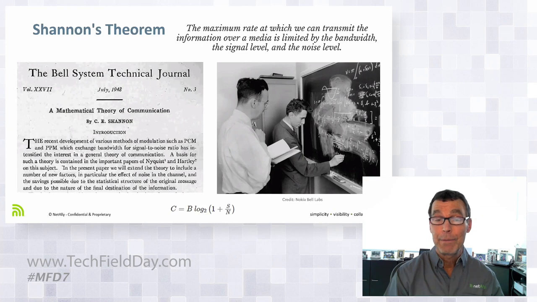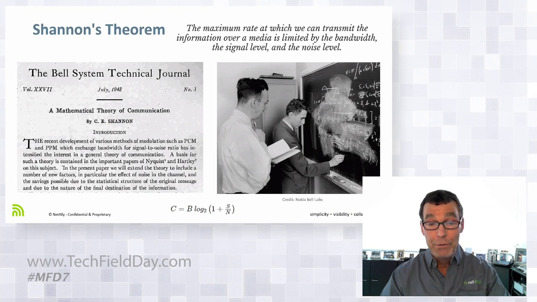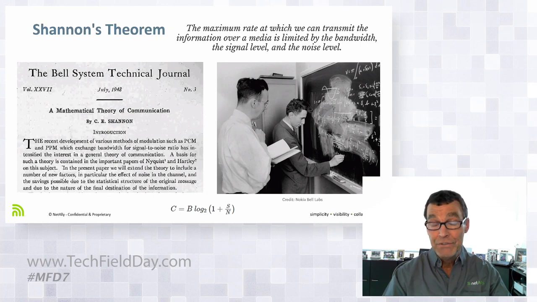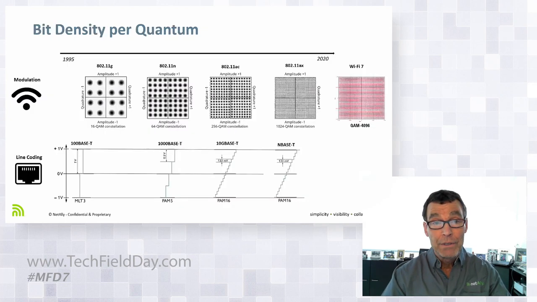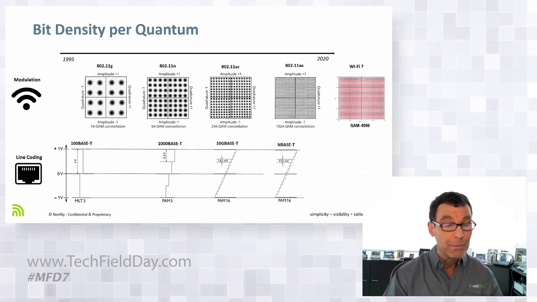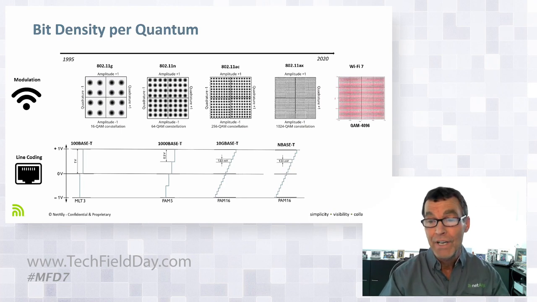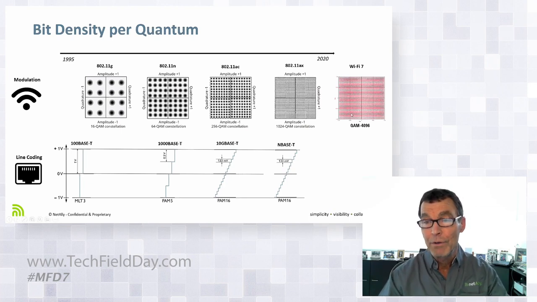Last year, I talked about another law, Shannon's theorem. An amazing scientist, on par with Tesla and Einstein. His theory of communications is that pushing stuff over media is going to be limited by the bandwidth, the signal, and the noise. I talked about that a fair amount, about how the whole race to higher bandwidths has been just cramming more bits into any quantum of time. I did add the 1024 QAM here on Wi-Fi 7, but as you run things tighter, keeping immunity to noise is going to be harder.